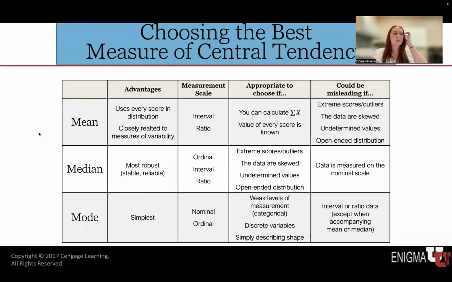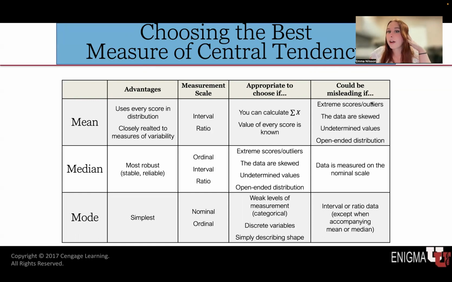This is how we're going to choose the best measure of central tendency. I'll let you go through this graph yourself, but I'm going to point out a few key points in how to choose which measure of central tendency best represents your data set. Generally, the mean is going to be a very good measure of central tendency because it uses every score in the distribution and it's closely related to your measures of variability. So it's going to be a pretty good measure to use generally, but there are a couple instances in which you cannot use the mean.